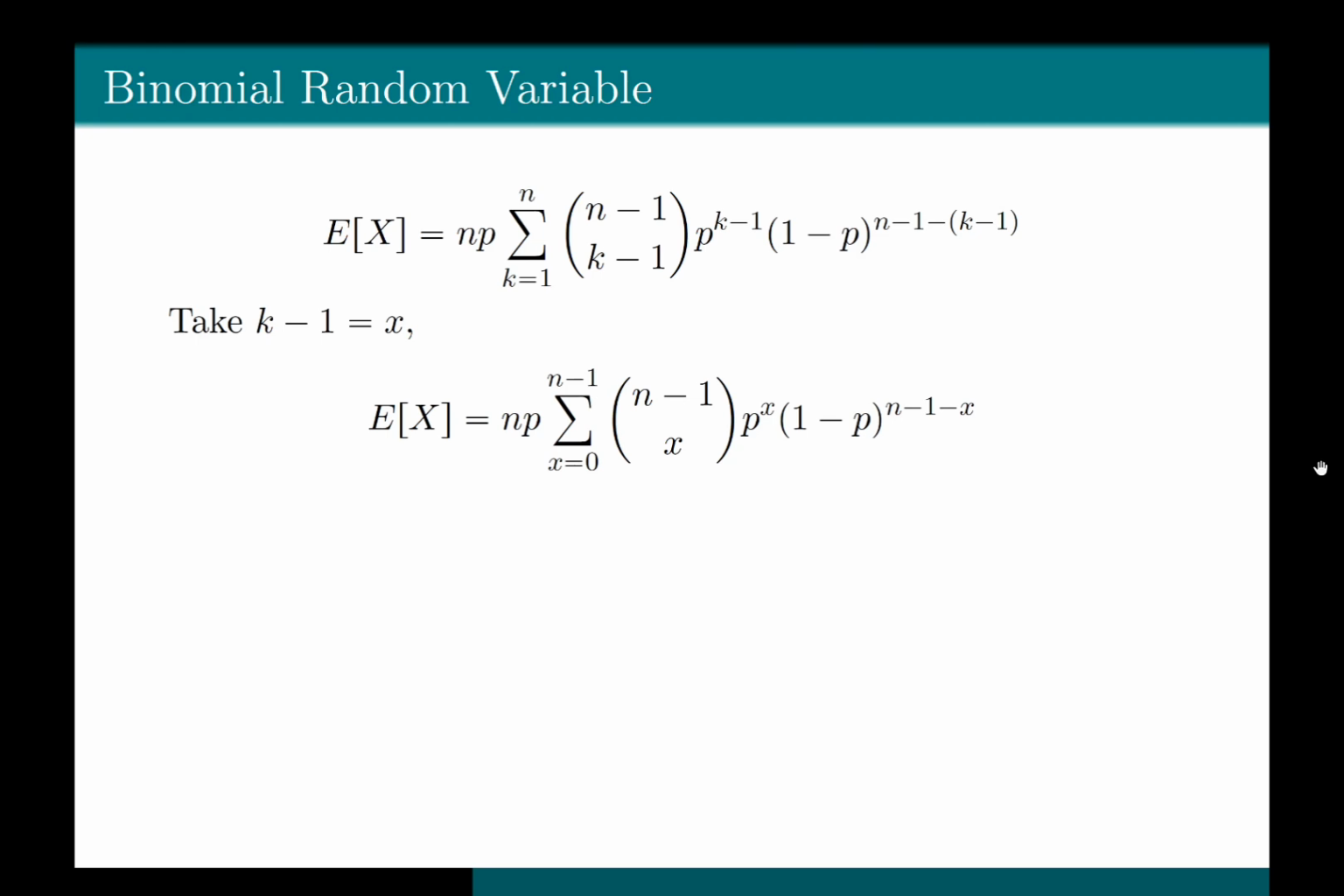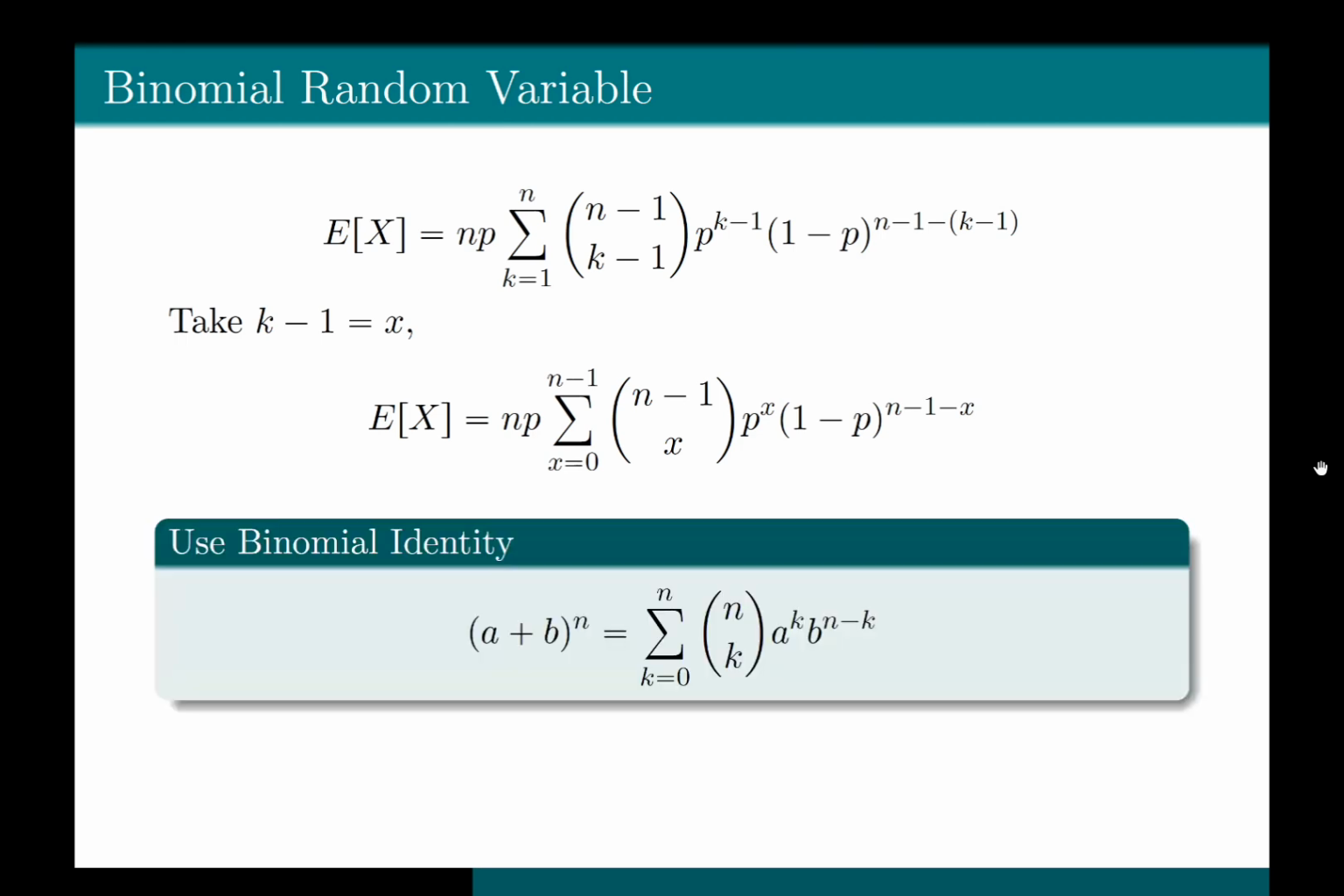Okay, so expectation of X is np times the summation of x from 0 to n minus 1, (n-1)Cx p to the power x times (1 minus p) to the power n minus 1 minus x. Time to use the binomial identity. This binomial identity is very important. We use it every time. We use it to prove a valid PMF. We use it to find expectation. And you will soon see that we are going to use it when we find variance.